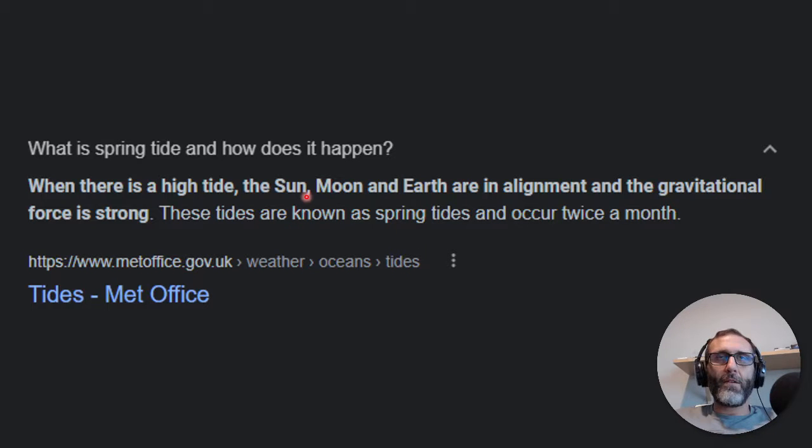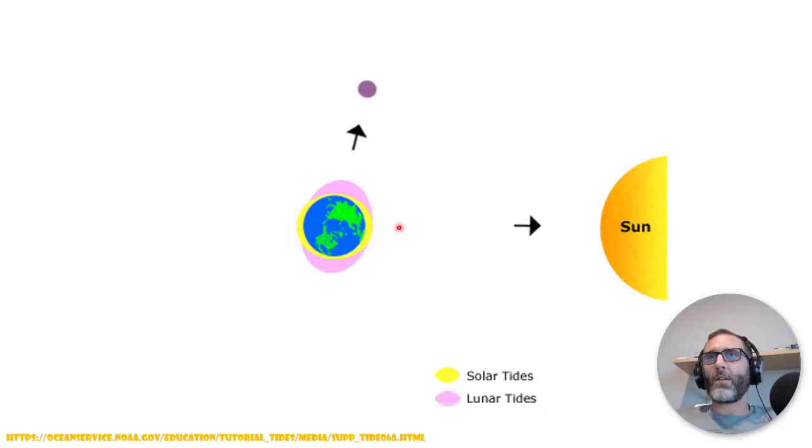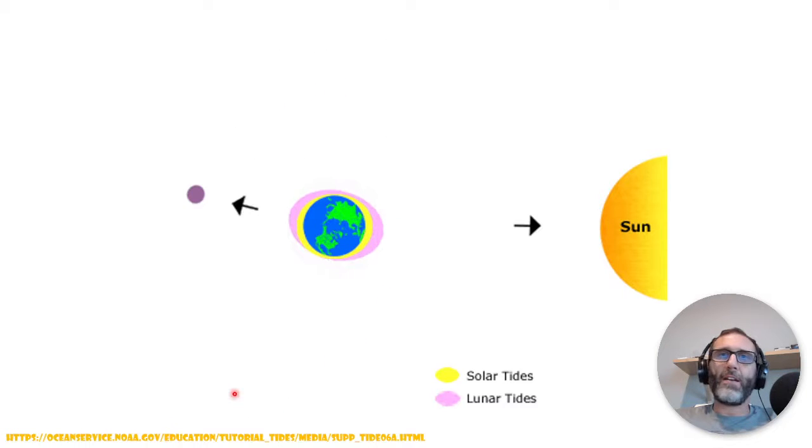Now, the other most common type of tide is a spring tide. There's a spring tide when there is a high tide, the sun, moon, and Earth are all in alignment. That's also called syzygy. Syzygy can be when any planets are aligned, but in relation to tides, it's when the Earth, sun, and moon are all in alignment.